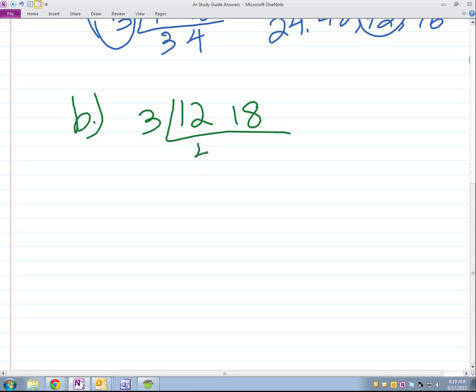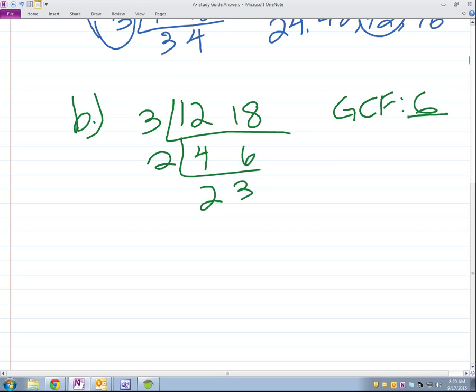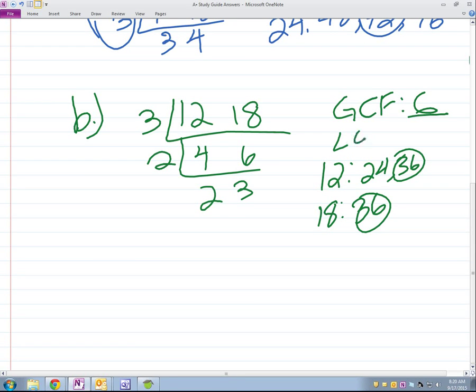So I'm going to take a 3 out. I have a 4 and a 6. Take a 2 out, 2 and a 3, and I'm done there. My GCF is 6. And my least common multiple for this one, let's see here, I'm going to list it out. It is 36. So I have 18, 36, and I know that 12 is 24, and then 36. There's 36 right there. LCM, 36.